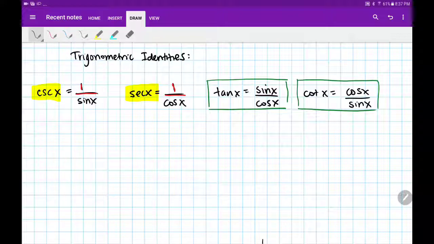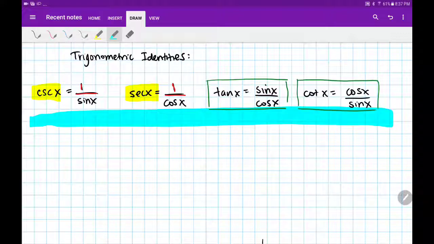So again, these are our 4 major identities. Please, please, please, just for the purposes of making your homework go faster, commit these to memory. Okay, so I do want to mention one more thing.